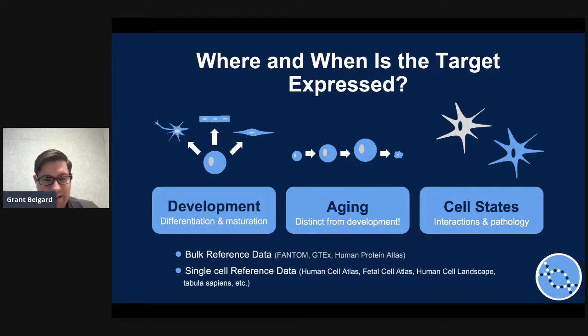Single-cell RNA-seq data sets can be quite informative here. There's a growing set of reasonably comprehensive examples: Human Cell Atlas, the Fetal Cell Atlas, also called Descartes, Human Cell Landscape, Tabula Sapiens, and several in mouse, if you're thinking ahead to your preclinical in vivo work. We've not even talked about epigenetic data, but depending on the nature of your target or mechanism of action, that could also be critical.